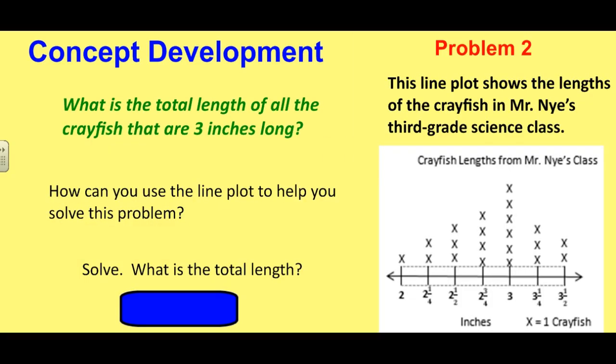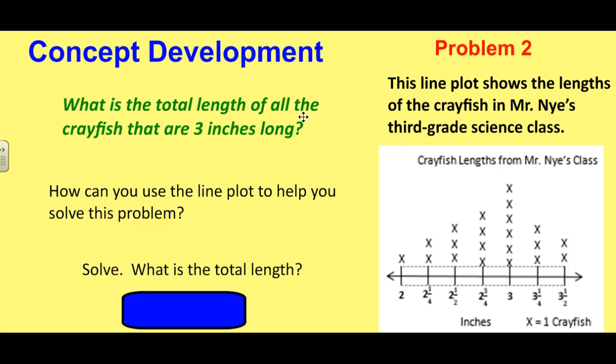Okay, so now we're looking at a line plot and not the bar graph anymore. So we need to know what this line plot is showing, and it says that this line plot shows the lengths of the crawfish in Mr. Nice's third grade science class. We can see that all of the lengths are going to be in inches, and we know that each X stands for one crawfish based on what this is saying. So it says, what is the total length of all of the crawfish that are 3 inches long?